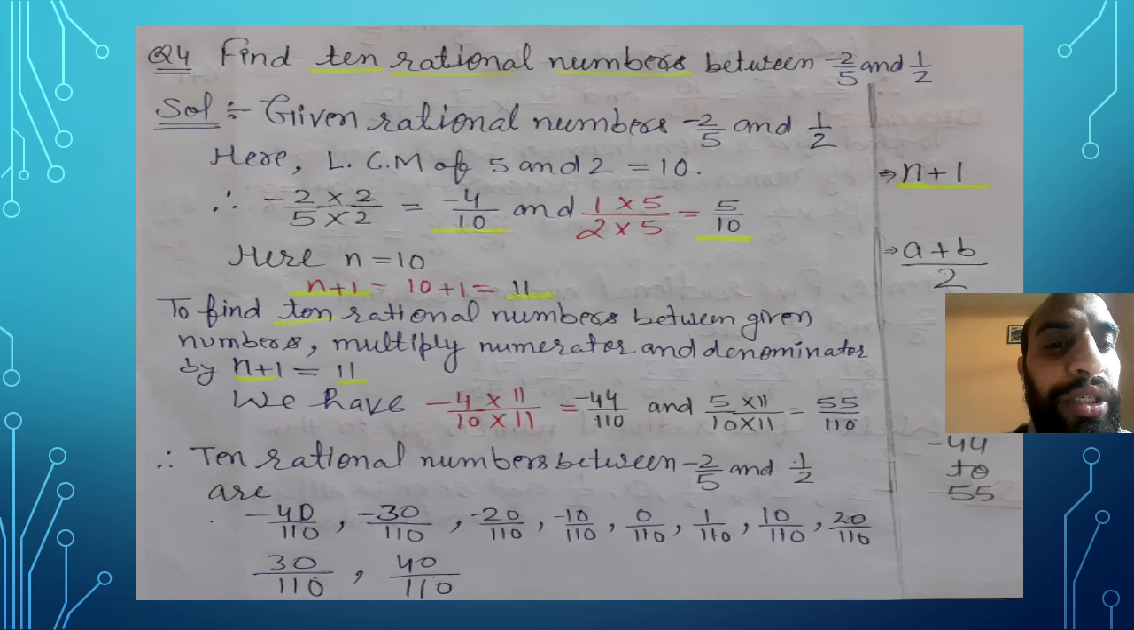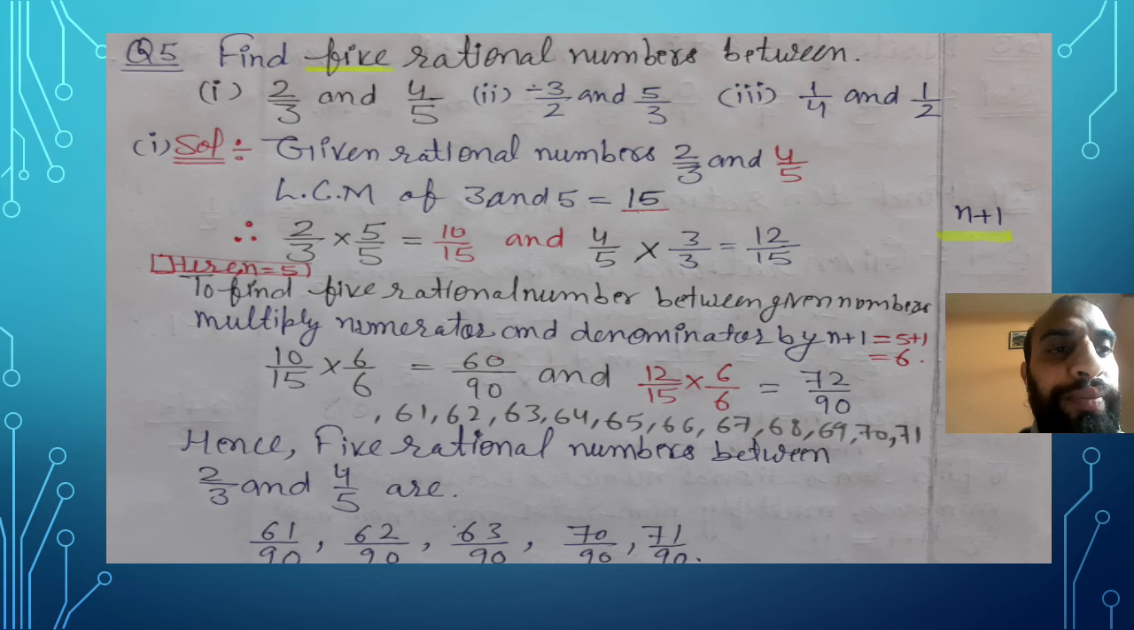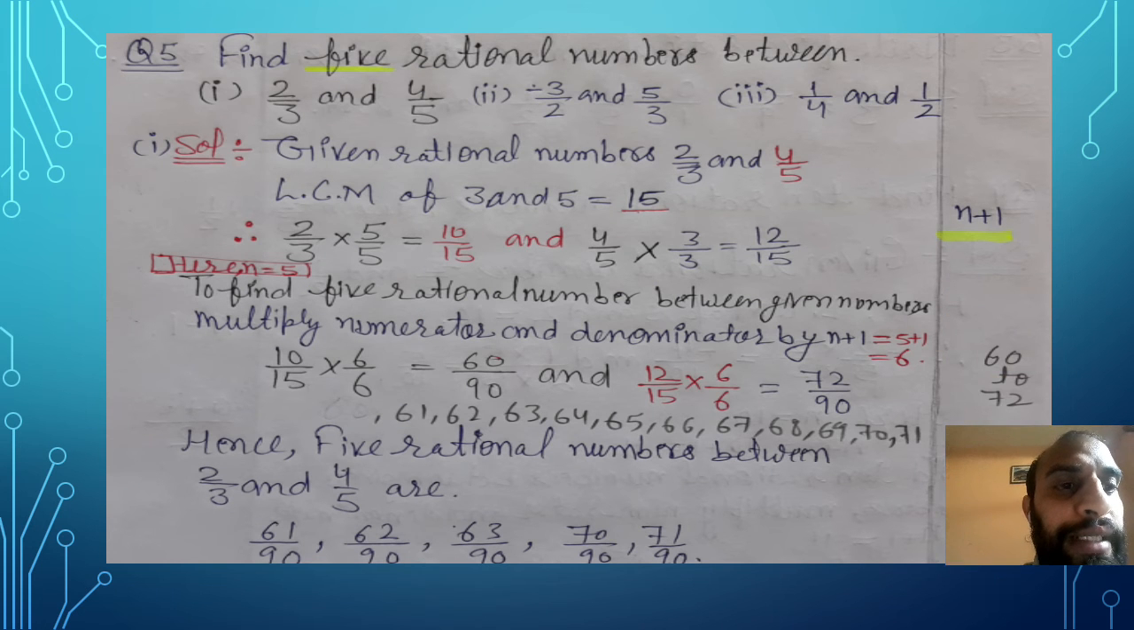We have choice here to select any number that is coming in between minus 44 to 55 and divide that number by 110. That is your answer. I hope you are able to understand this method. So let's take one more question to make you very clear about this. So let's see this question now.